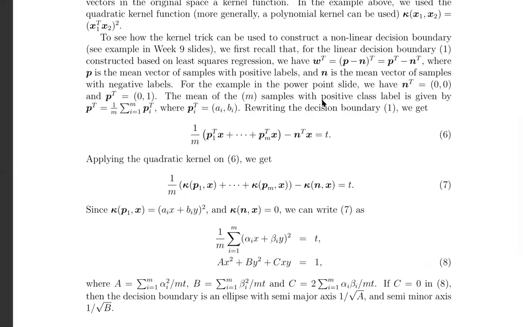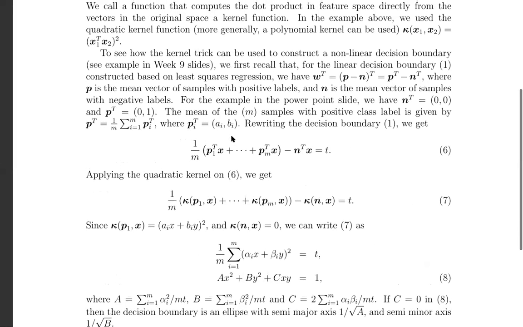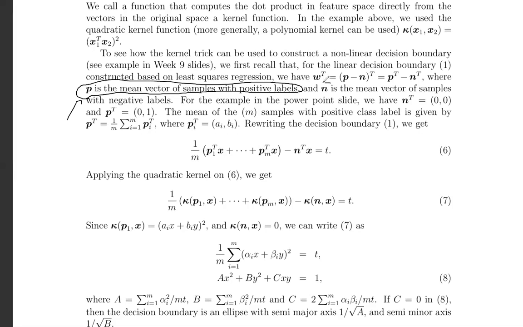Okay, so for that decision boundary equation, here you have two quantities. The first quantity is this, the vector P. P is the mean vector of samples with positive labels, and N is the mean vector of samples with negative labels.